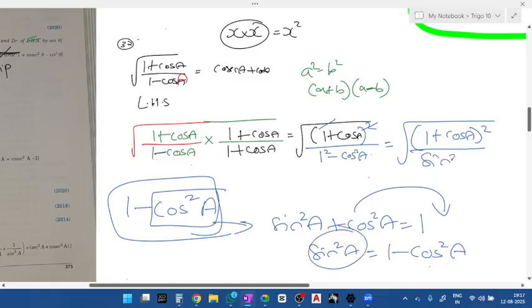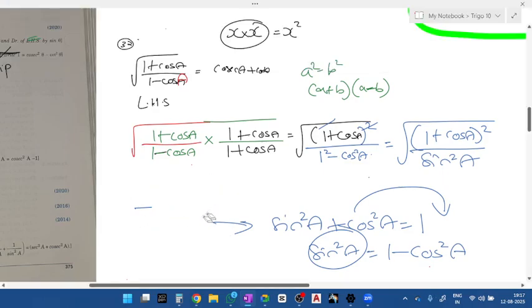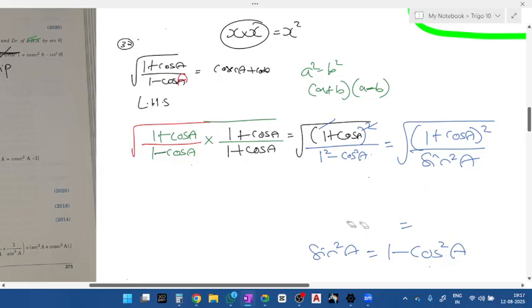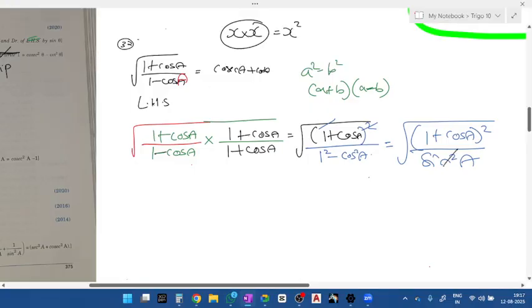Sin square A. Can you see both the value squares get cancelled? Is this clear? All of you understood? Conversion. Squares get cancelled here. Square and square. So what are we left with? 1 plus cos A divided by sin A.